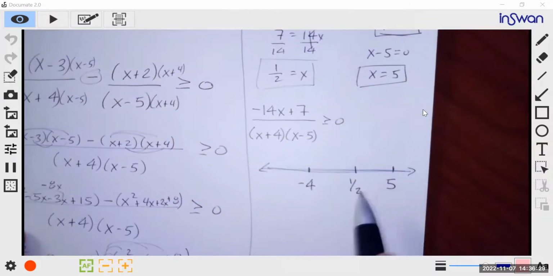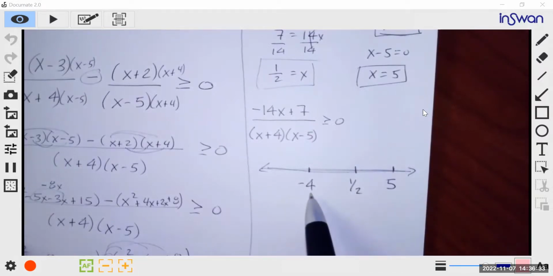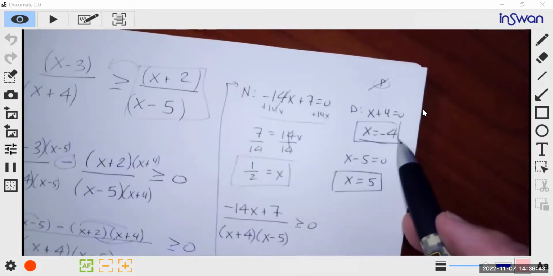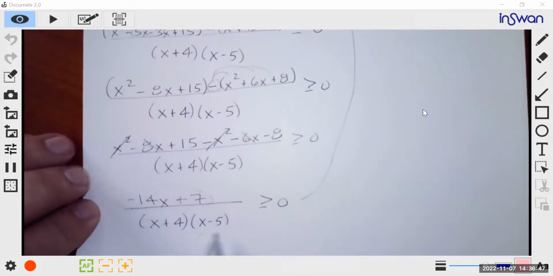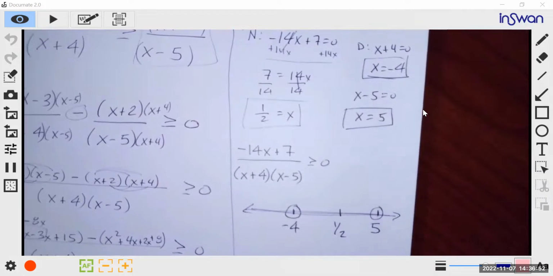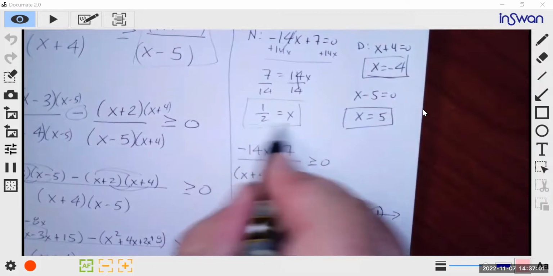So are they open or closed circles? What about negative 4? It's open because it's the denominator. Remember, the denominator can never equal 0. So the negative 4 and the 5 have to be open. Since there's a line underneath it, the top number, the numerator, could be a solid dot, and that's that.